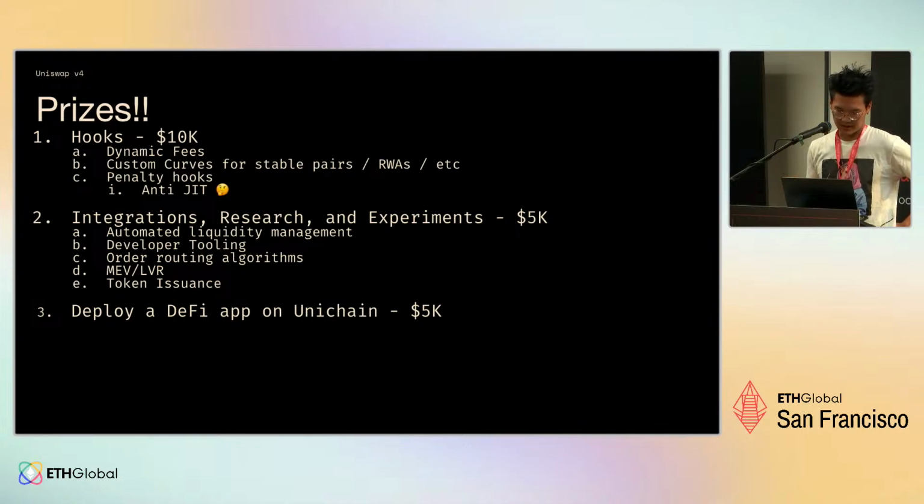Our second category is a catch-all category: if you're building on Uniswap v4 but not directly building a hook, you could be eligible for a prize. That's liquidity management, developer tooling, MEV, LVR research, and token issuance products are also really cool. And then our last category is just deploying a DeFi app on Unichain. It doesn't have to be Uniswap specific. Any sort of DeFi app would be eligible for the last category.